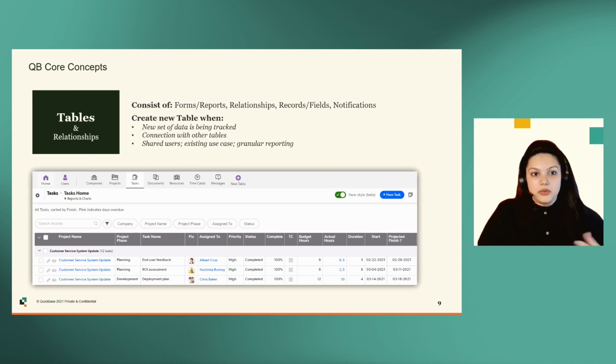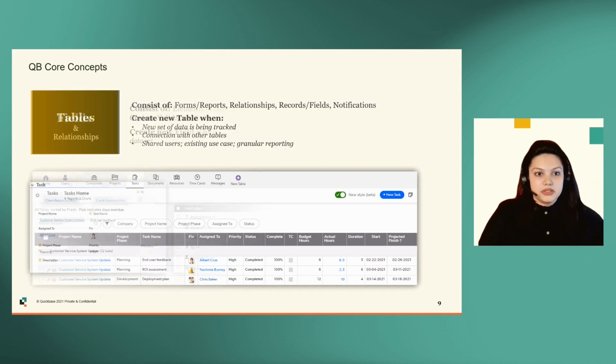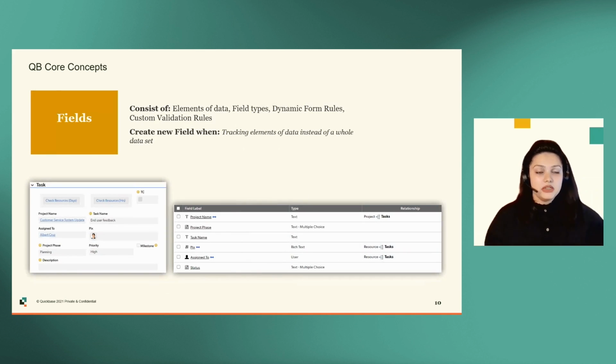Great. So now that we know about tables and relationships, let's move on to fields. What are fields? Fields are essentially your elements of data, which are housed on your different forms and reports. And there can be different types of fields. So we know about field types like a text box field, multi-line text, formula fields, numeric fields, and so on. So they're elements of data. They can be different types of fields. And there can be dynamic form rules within fields, custom validation rules within fields.